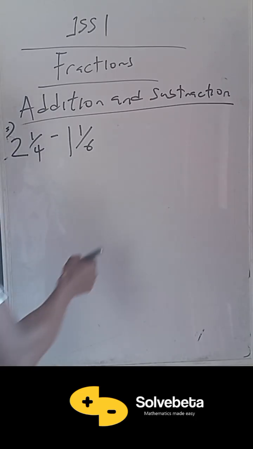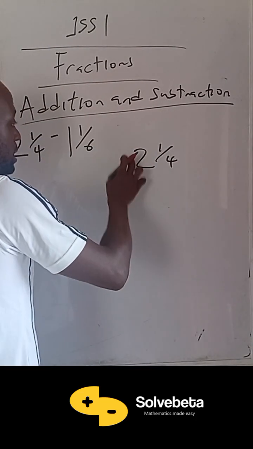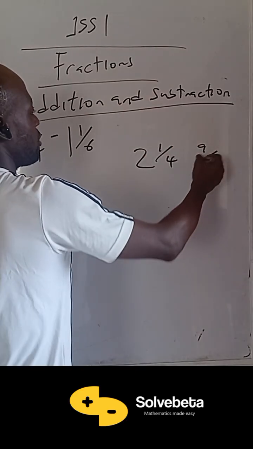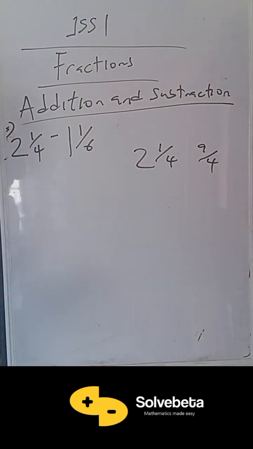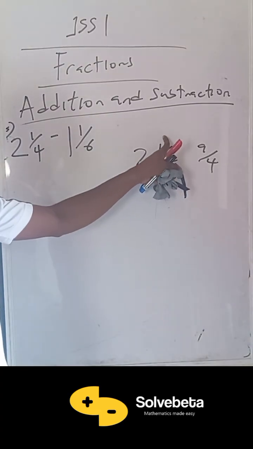How do you convert it? This is what you do. 1 over 4. 4 times 2 is what? 8. 8 plus 1 what? 9. 9 over 4. That's how to convert it. 4 times 2, 8. 8 plus 1, 9.